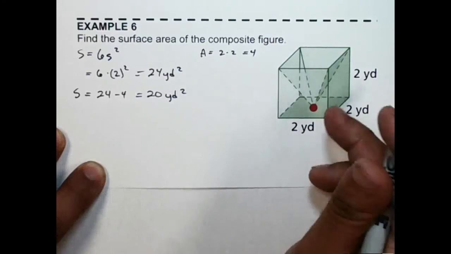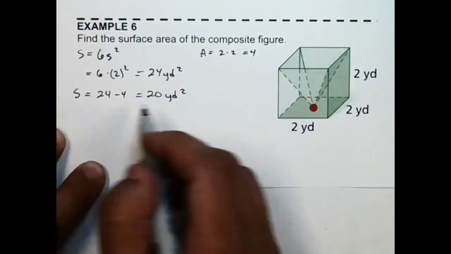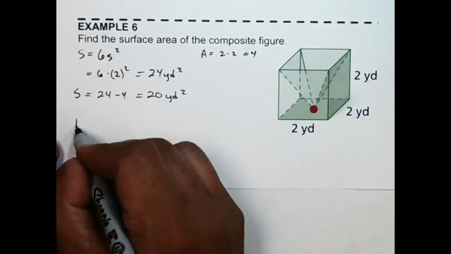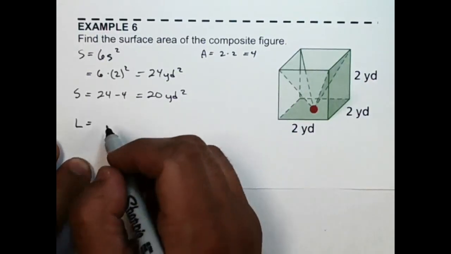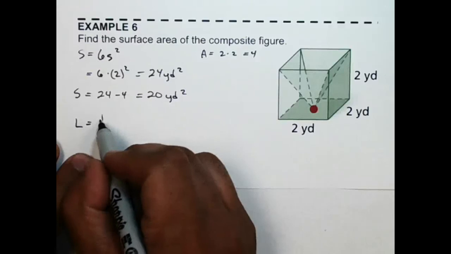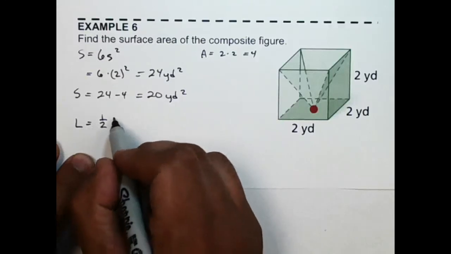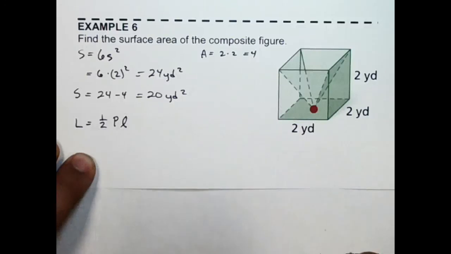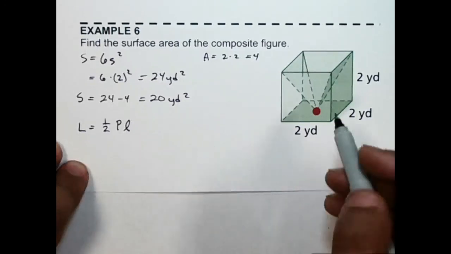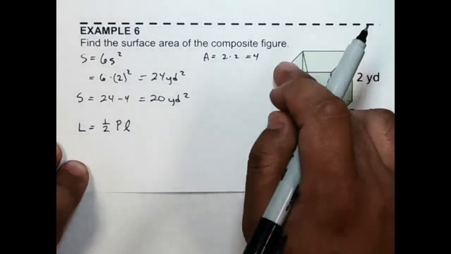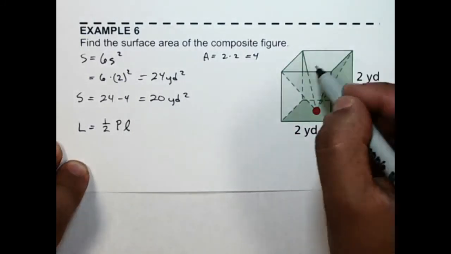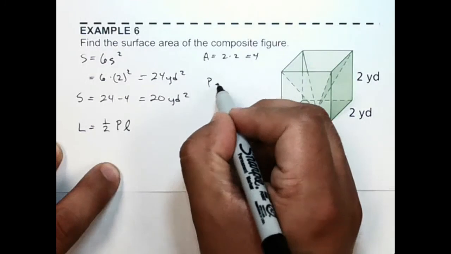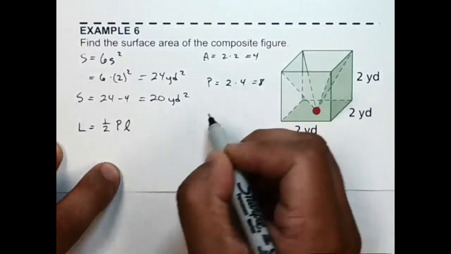Now we have to focus on this upside down pyramid. Since I don't want this base right here, what I need is the lateral area of the square pyramid, which is going to be 1/2 perimeter times my slant height. The perimeter of this base right here is going to be 2 times 4 because there are 4 sides. So P is equal to 2 times 4, which is 8.